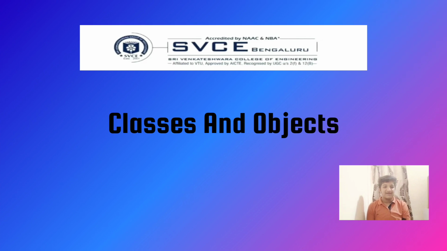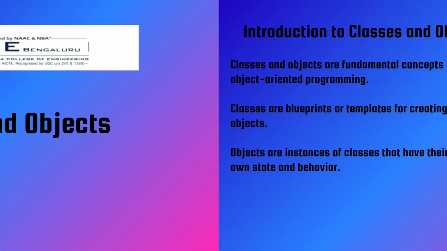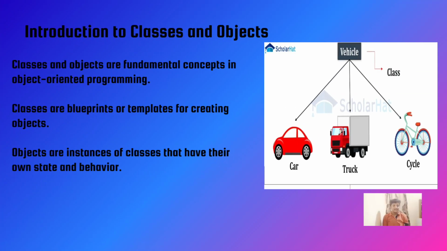Today's topic is classes and objects. Introduction to classes and objects. Classes and objects are fundamental concepts in object-oriented programming. Classes are blueprints or templates for creating objects. Objects are instances of classes that have their own state and behavior.